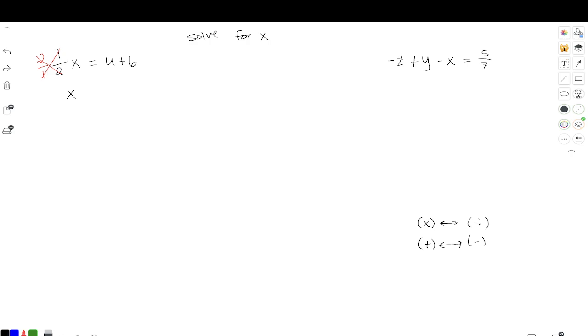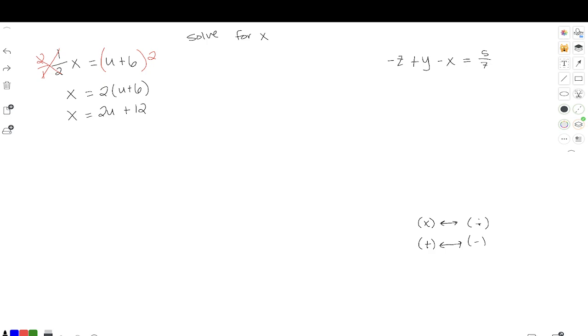But remember, anything that we do on this side of the equation, we have to do to this side of the equation. So the reciprocal of 1/2, 2 over 1, is just 2. Anything over 1 is just a fancy way of saying it's just this number. So we have x equals 2 times u plus 6. There's a couple different ways that you can write this. You can just take this 2 and multiply it by u plus 6. But typically the more proper way to write out this answer is to distribute this 2 in. So 2u plus 12.